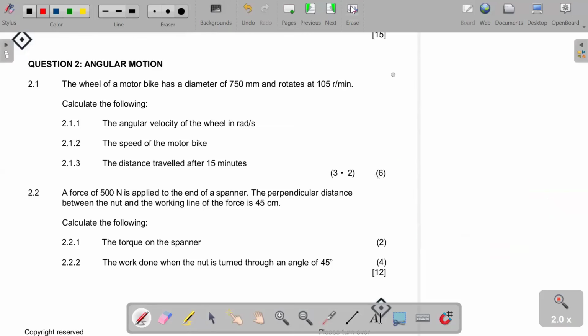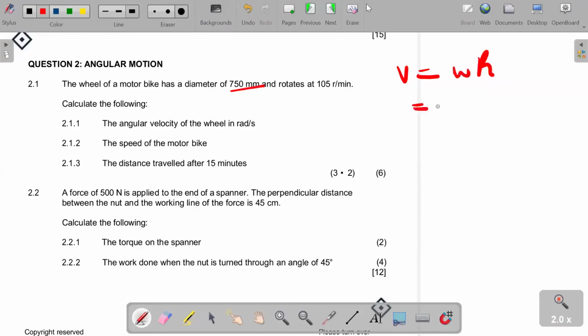Okay, let's go to the speed of the motorbike. The speed of the motorbike, V, is equal to, this is now the linear speed, the speed for the linear motion. V is equal to omega times r, where r is the radius. What have we been given here? We have been given the diameter.